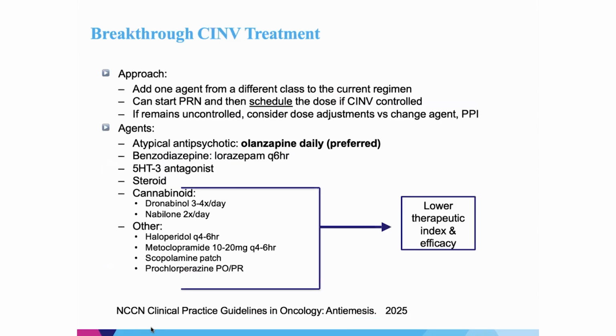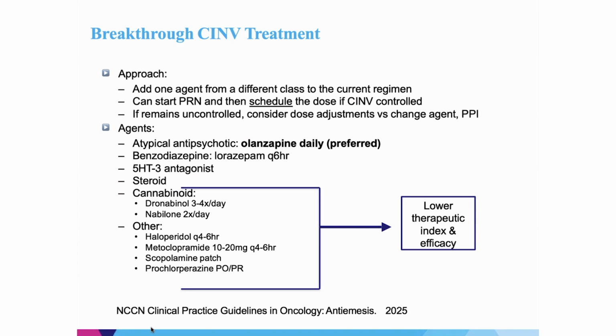So the first thing is to make sure that you have all of those receptors covered, that you're targeting each of those receptors that we spoke about earlier on. If you're not, then make sure that you add on some coverage. The other thing is that if you have agents that are PRN, as I said, you would escalate and make them then scheduled.